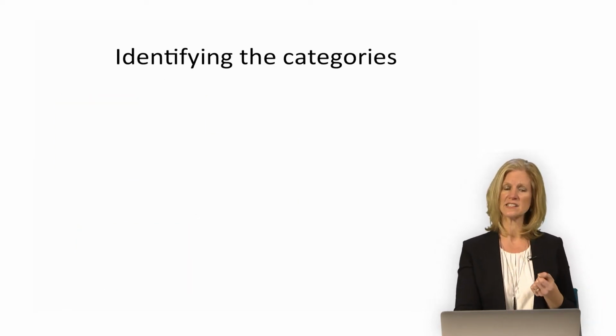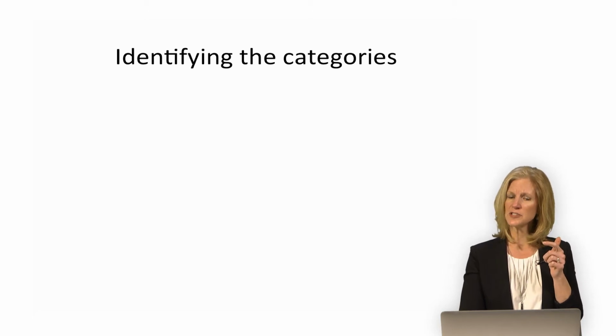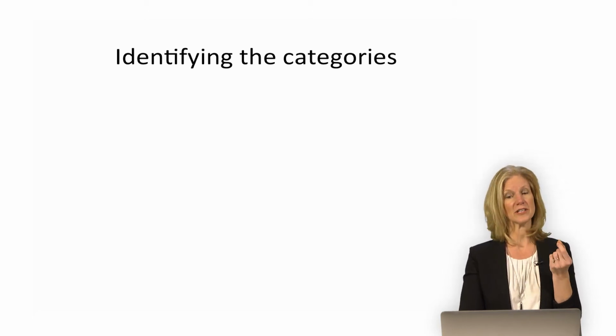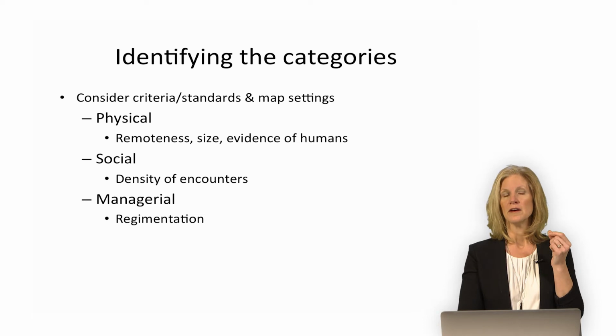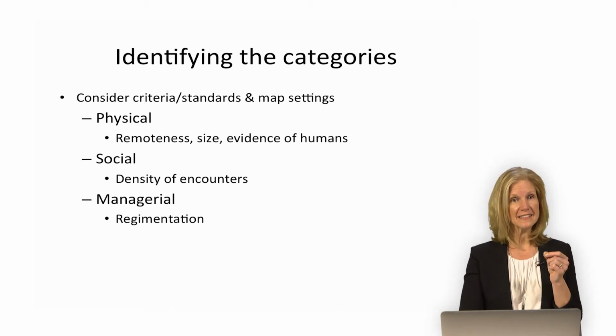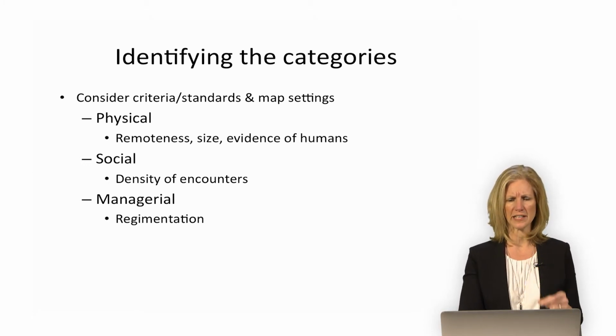As you're reading details, you develop the ROS inventory map according to the ROS criteria. Physically, we're looking at remoteness, size, and evidence of humans. On the social side, we're looking at the density of encounters. And on the managerial side, we're looking at regimentation, or rules and regulations.